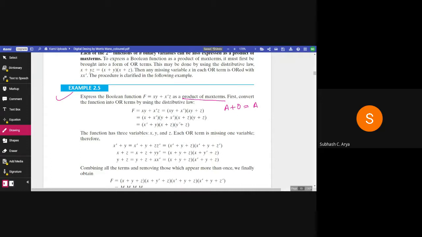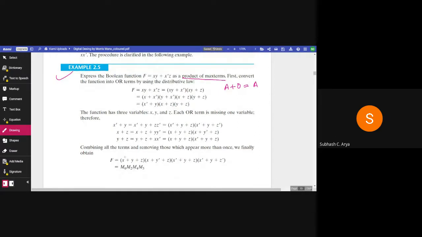So similarly, here, how to do this? Distributive law. So this is f, x y plus x bar z. Then distributive law. Suppose x plus yz is there. It can be represented as x plus y multiplied by x plus z. This is called distributive law.